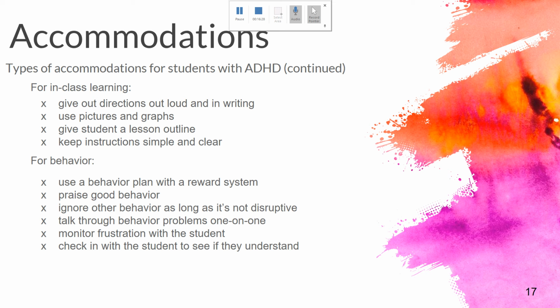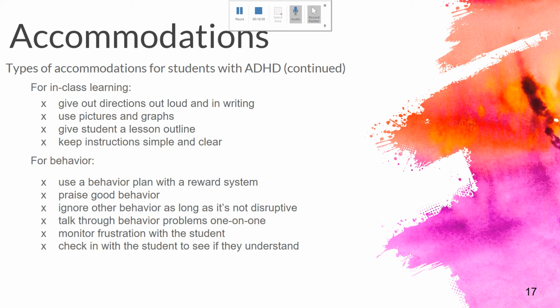For behavior, you can use a behavior plan with a reward system. I work with students with ADHD, so if you give them a goal and that goal is instantaneous, that works well with them. You need to praise them for their good behavior. Ignore the other behaviors as long as it's not disruptive, because it's really not fair for that student if they get in trouble for something that really is part of their disability.